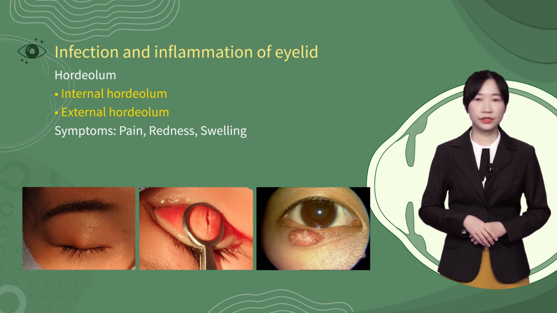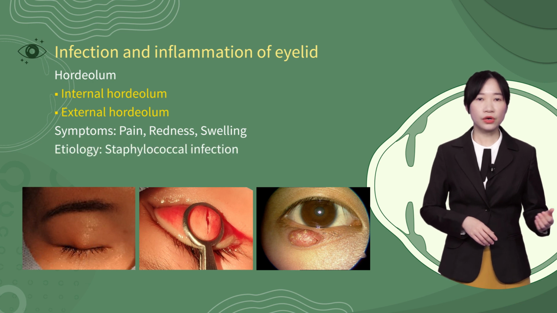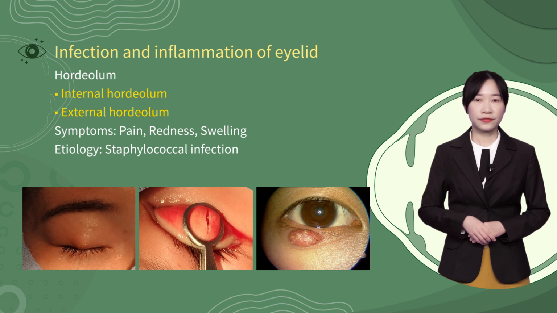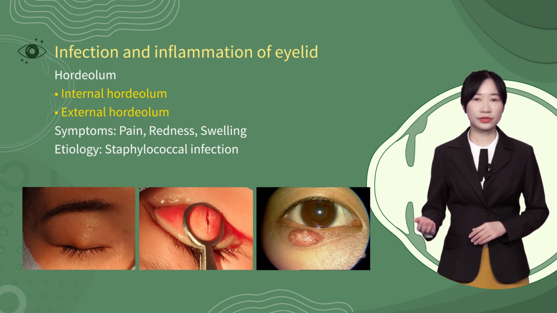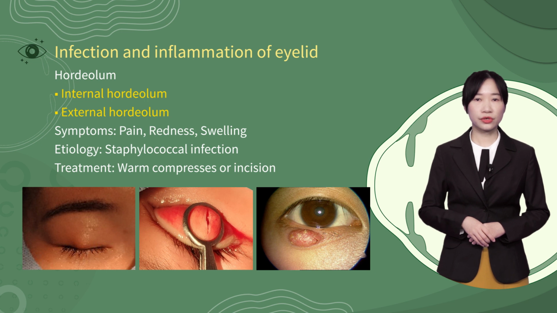An internal hordeolum may point to the skin or to the conjunctival surface, while an external one always points to the skin. Most hordeola are caused by staphylococcal infections, usually Staphylococcus aureus. The treatment consists of warm compresses 3 to 4 times per day for 10 to 15 minutes. If the process does not resolve, then incision and drainage of the purulent material is indicated.